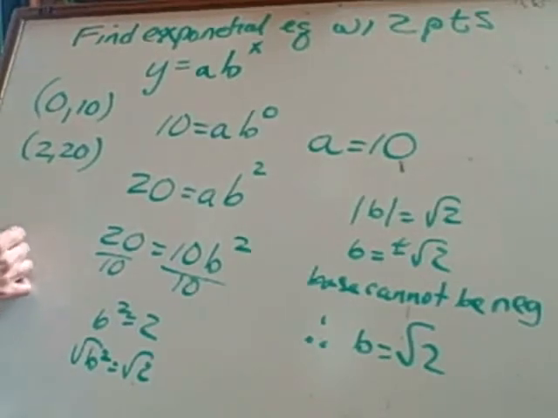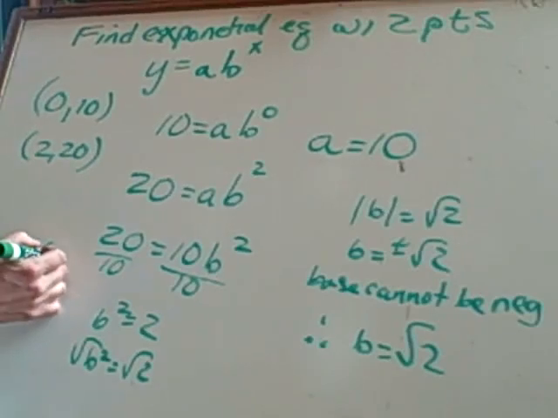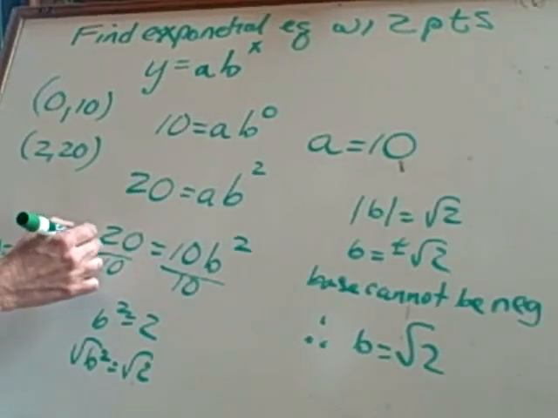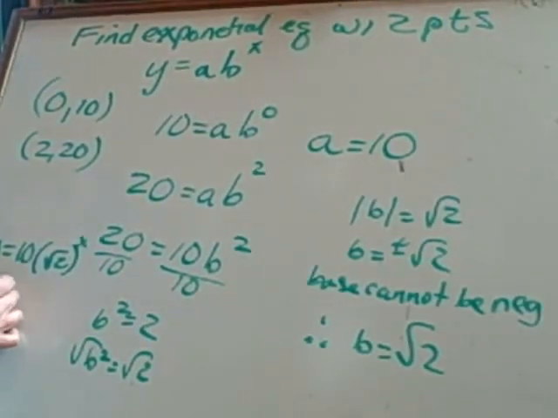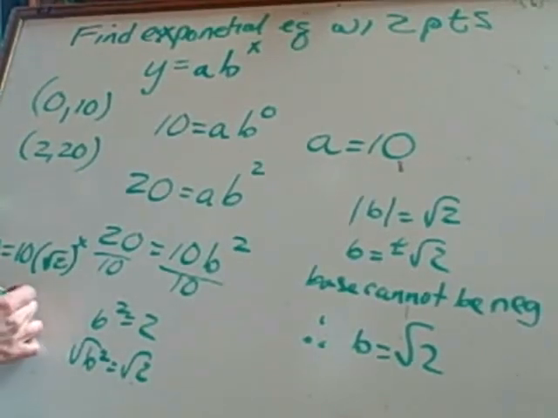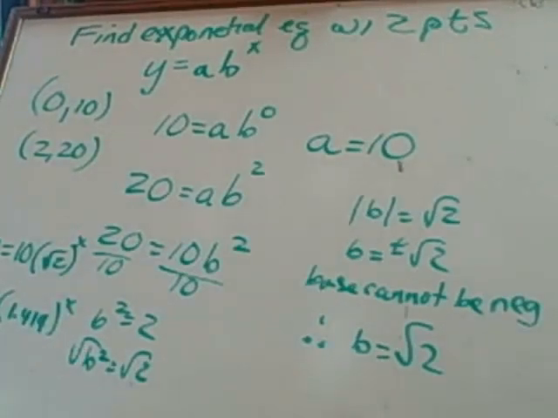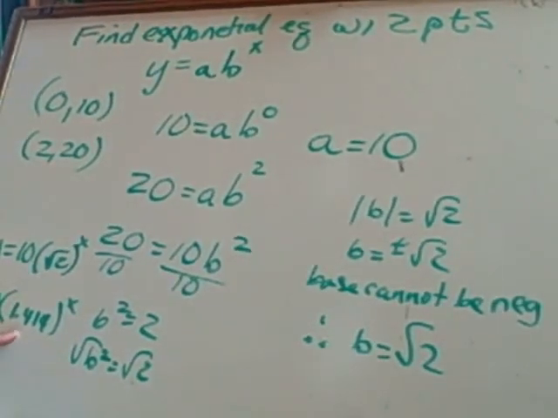It could look like y equals 10, parenthesis, square root of 2 to the x, or y equals 10, parenthesis, what is the square root of 2? Square root of 2 is 1.414, 1.414 to the x. So depending on how they want it. Do you see what I'm saying? This is the exact, this is the decimal approximation.